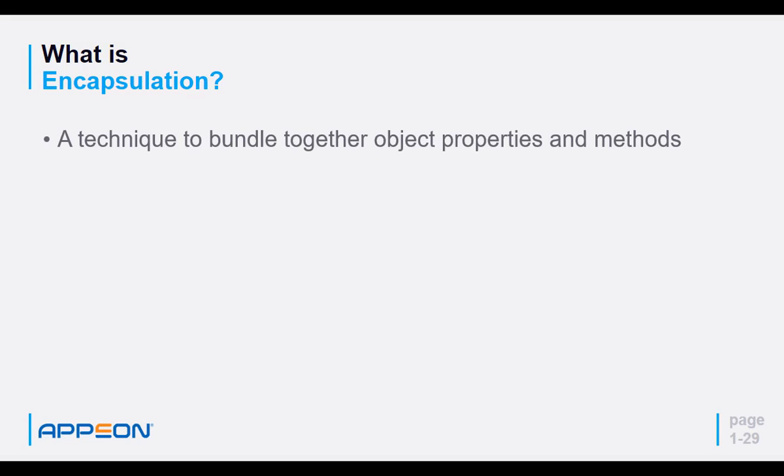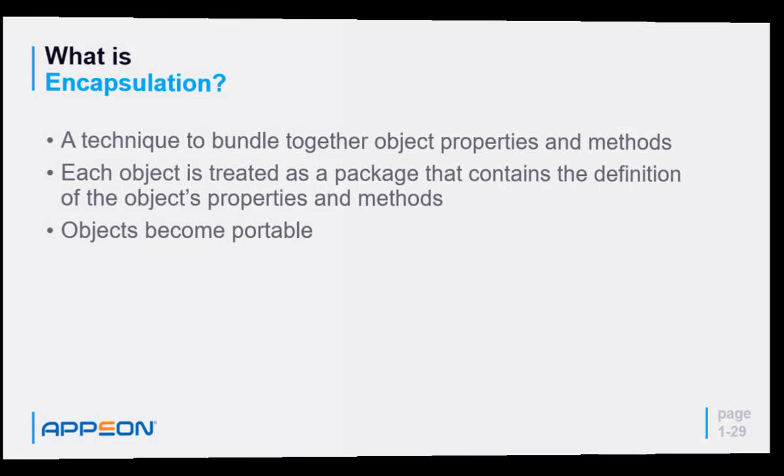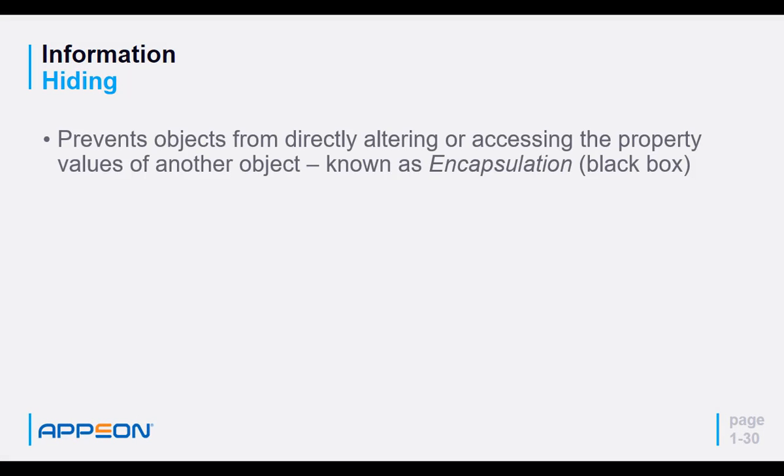Encapsulation, another object-oriented property that bundles together properties and methods. Each object is treated as a package that contains the definition of the object and its properties and methods. So it makes it really nice because the object becomes portable. It's basically a self-contained unit. It can be dropped in wherever it's required. We can also use an object-oriented property called encapsulation that allows you to hide properties of the object or even different methods or behaviors within the object as well, or simplify them. This process is also known as black box technology.